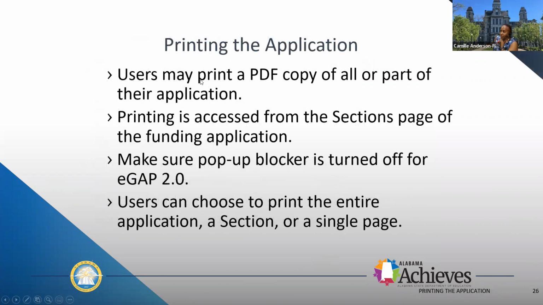Now, printing the application. You can print the application as a PDF. You can print any part of it or all of it that you choose. Once you get to your sections page, there's a little print button to the right and you can select print. If the pop-up blocker is turned off for eGap 2.0, then you can do that, so please make sure you've done that in advance. You can print the entire application or any section of the application that you choose so that you have a hard copy.